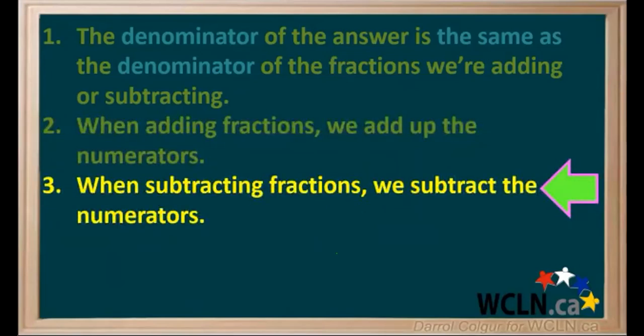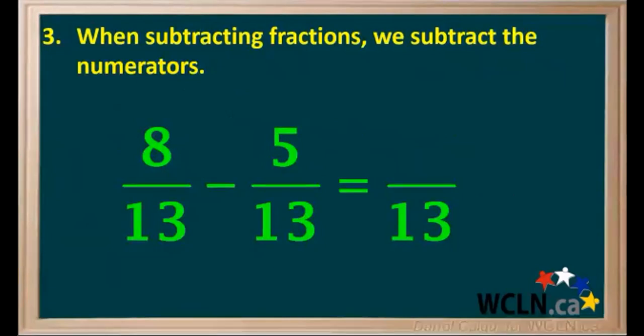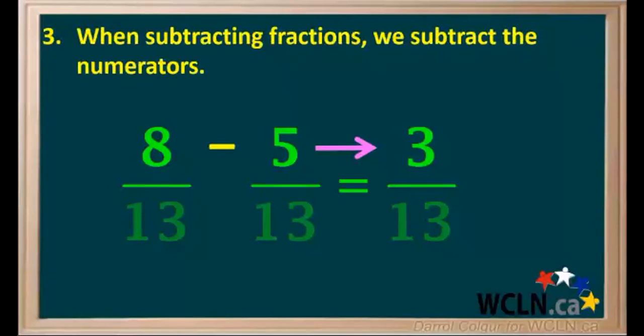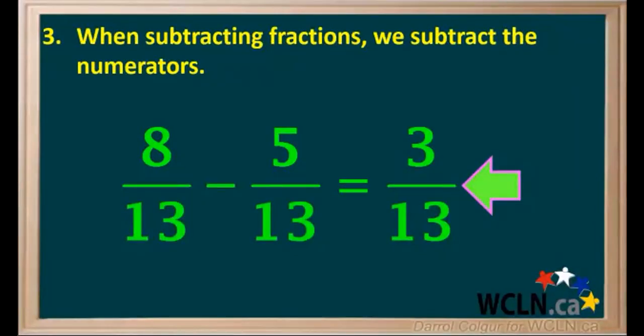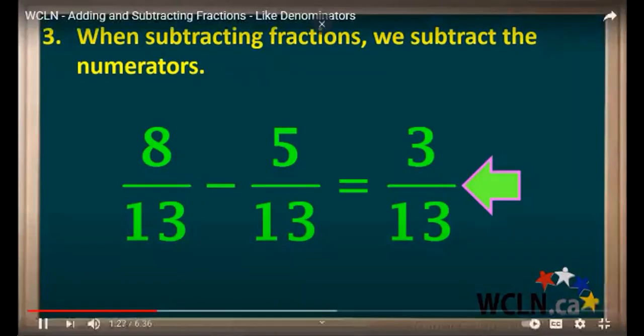If we're subtracting fractions, we just subtract the numerators in the fractions we're starting with to get the numerator in our answer. For example, if we're subtracting 5/13 from 8/13, we subtract the numerator 5 from the numerator 8 to give us the numerator 3 in our answer. So 8/13 minus 5/13 is equal to 3/13.